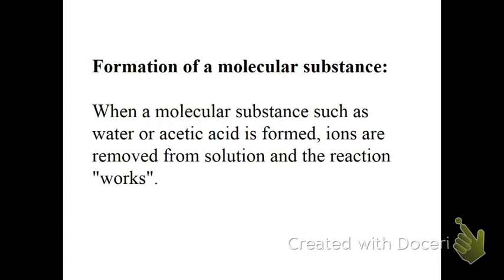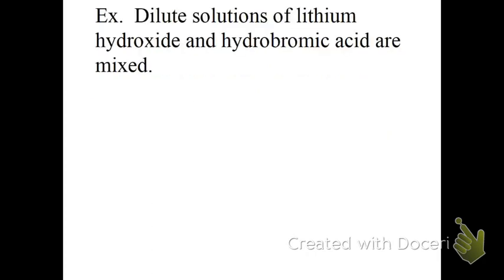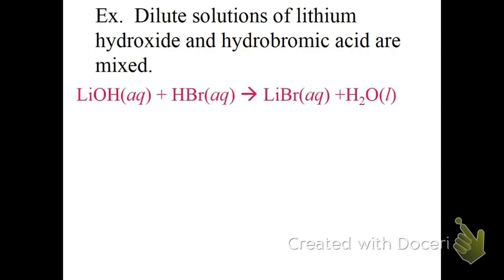Formation of a molecular substance, such as water or acetic acid. It's when the ions are removed from the solution and the reaction works. So here we have dilute solutions of lithium hydroxide and hydrobromic acid, and we would get lithium bromide and water. So what's the actual product being formed there if we were going to do a net ionic?